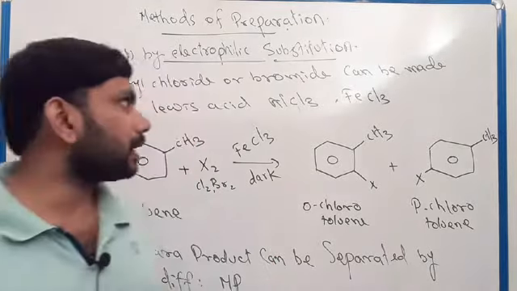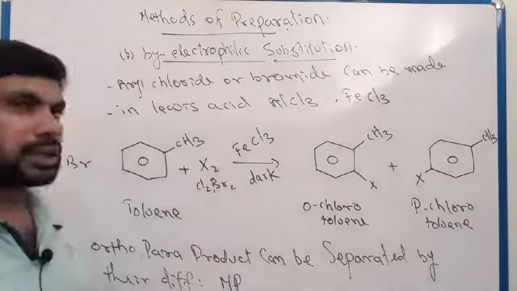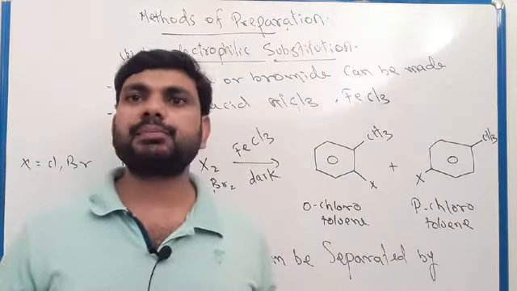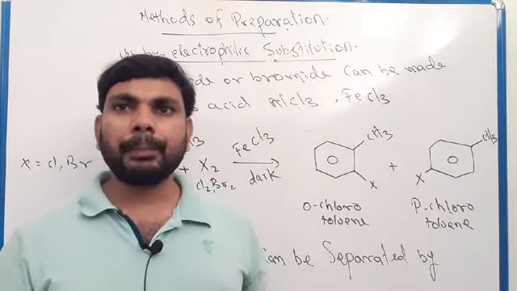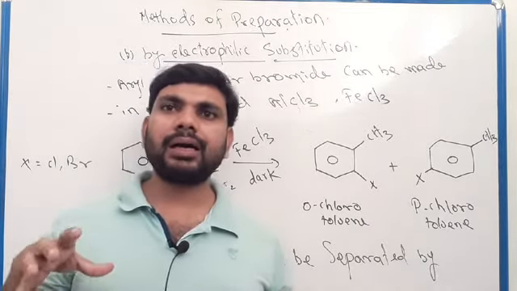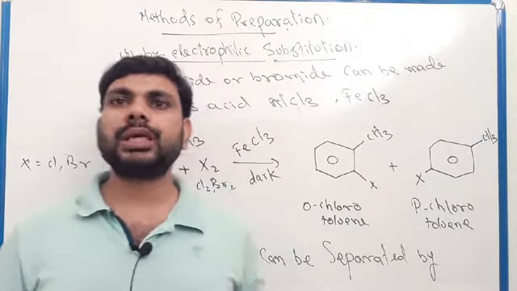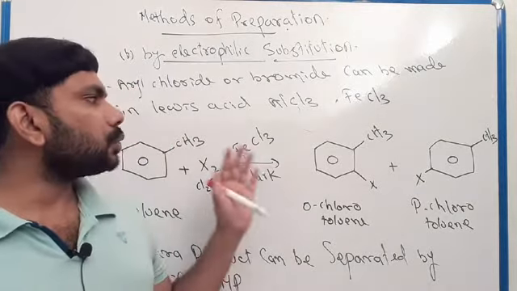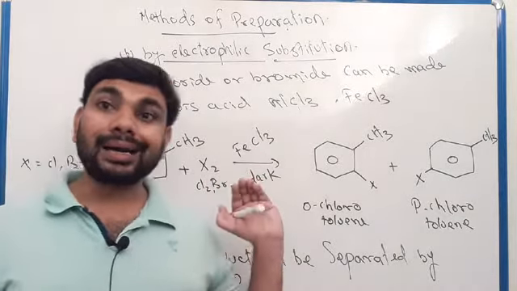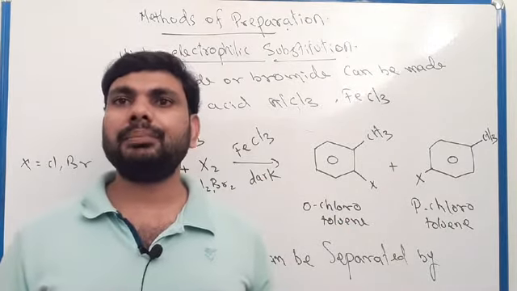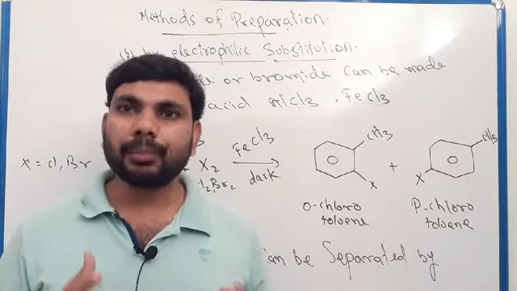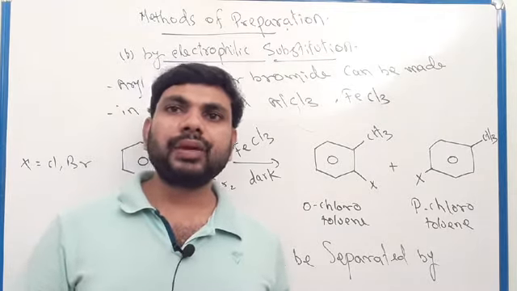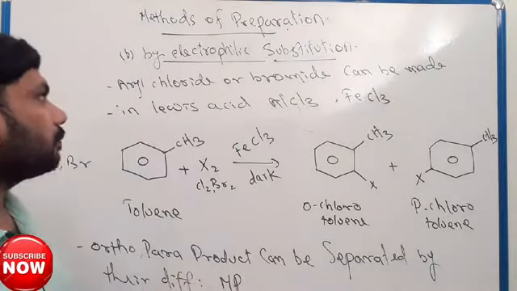Second method, from hydrocarbon we can make haloalkane: electrophilic substitution. First one we discussed, free radical substitution. Next one, electrophilic substitution. By electrophilic substitution we can produce aryl halide. Aryl halide means we know aromatic compound. So here electrophilic substitution. Previous one, free radical substitution. Now here electrophilic substitution.